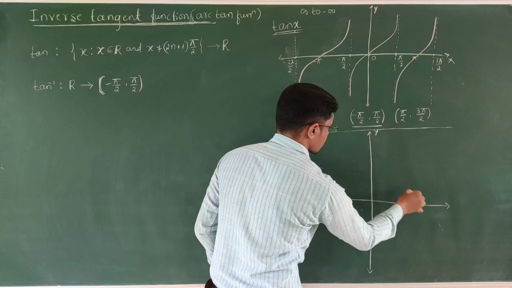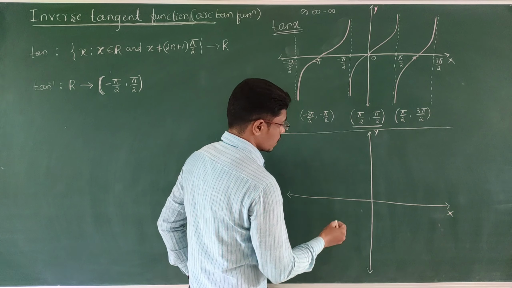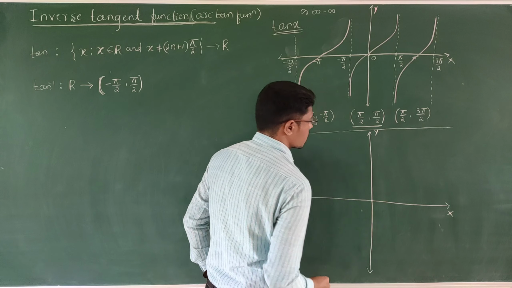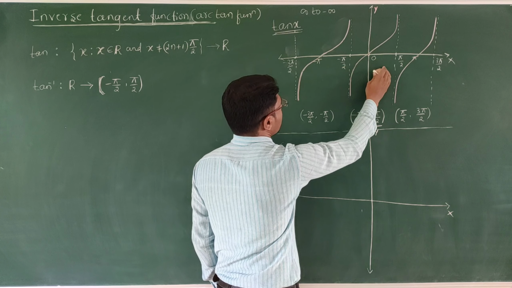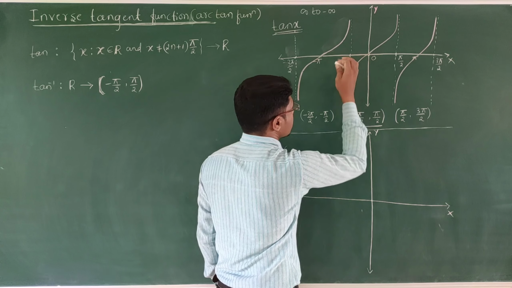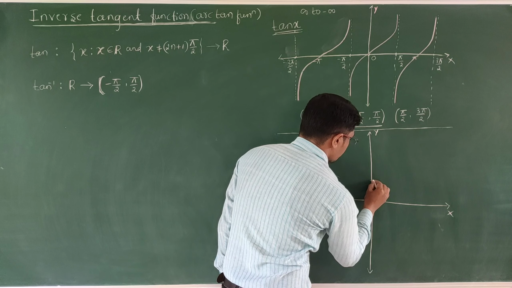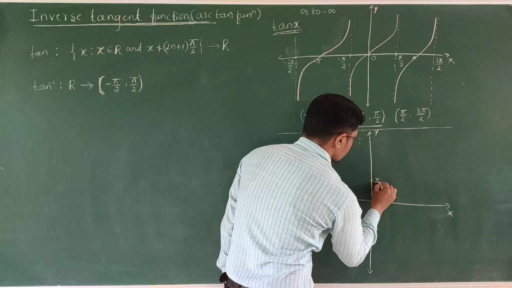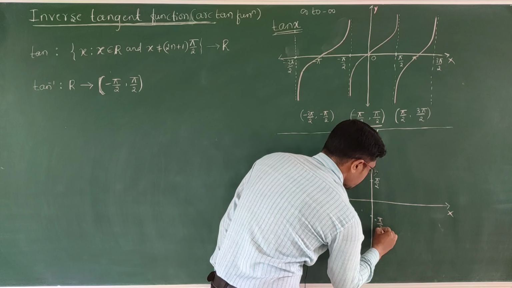Y axis, this is x axis. Let us interchange the values of x and y axis. Write the pi values on the y axis in the inverse graph. This is the 0 point, pi divided by 2, minus pi divided by 2.